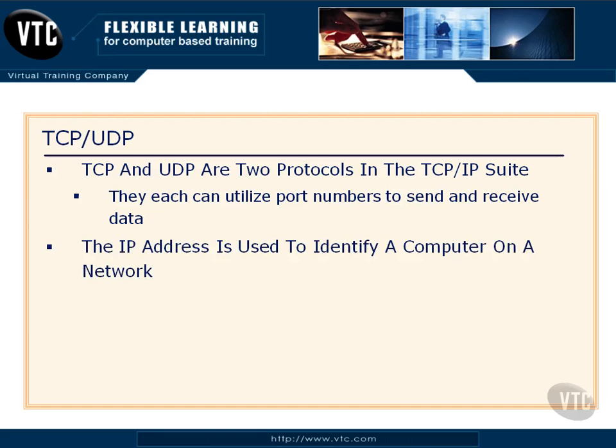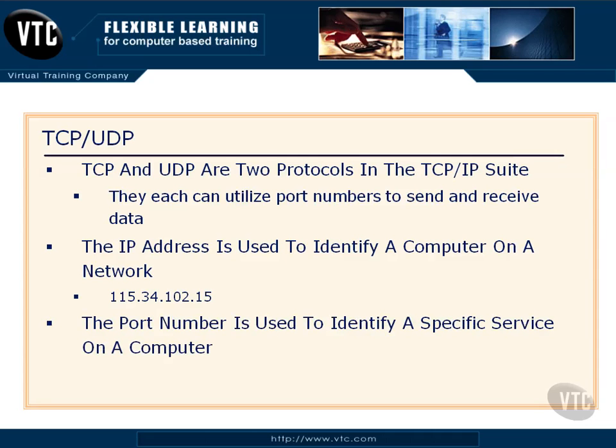Well, let's go back and just review a second here. The IP address is how we identify a particular computer on a particular network. So the IP address has to be unique for every computer on the network. For example, 115.34.102.15, that's an IP address. A port number is used to identify a specific service on a computer. So if I'm trying to hit a web server or a web page on a computer that has that IP address, it would look like this.